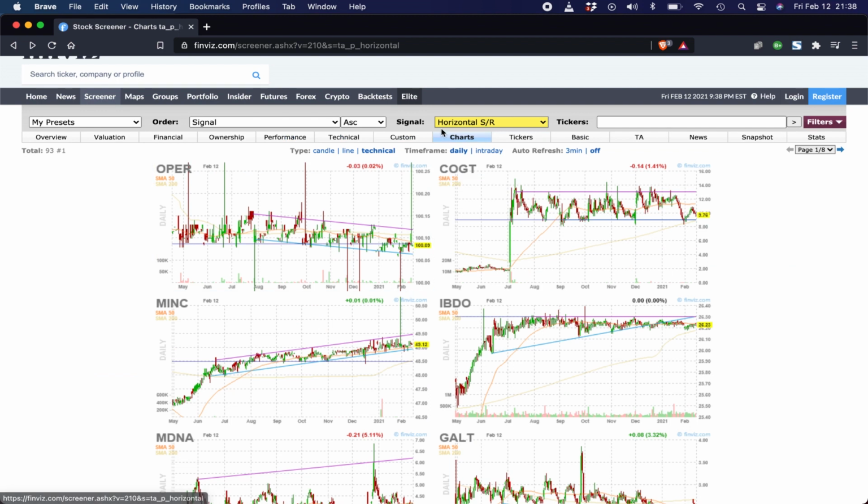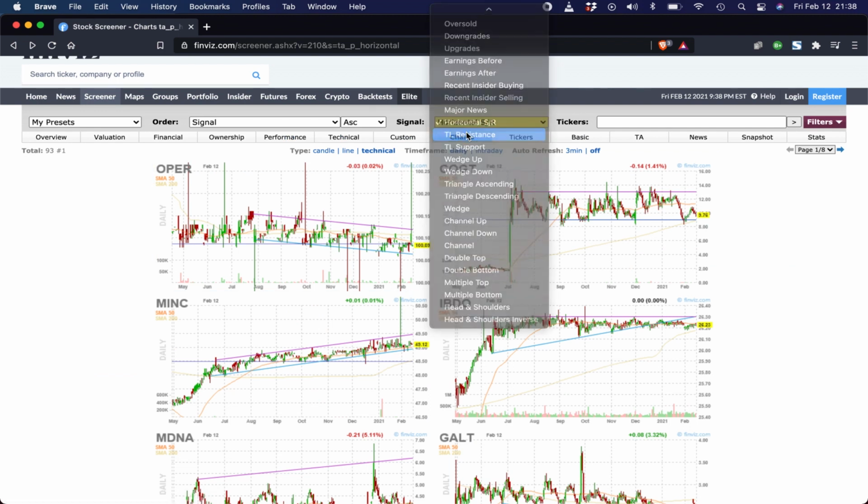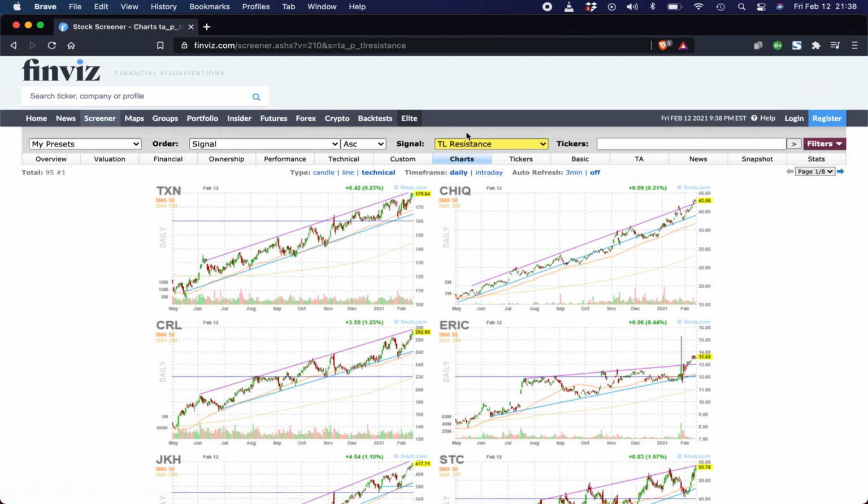Let's look at trend line resistance. So this is showing all the stocks that are near the trend line resistance. So again, in an uptrend, all the lows are being connected to get the trend line support, all the highs are being connected to get the trend line resistance. Now I would urge caution if you want to short these stocks, just because some of these stocks are nearing the trend line resistance and you would hope for it to come back to the support.